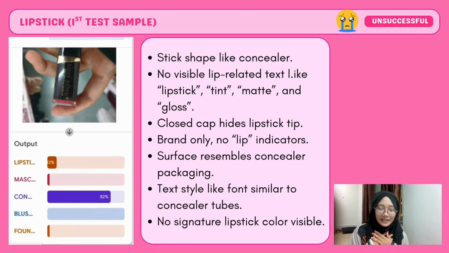Hi, I'm Wani and I'm the data analyst in our group. So for the first lipstick sample, the AI confused it with a concealer mainly because the stick shape and closed cap make it look more like a concealer tube and there were no visible lip-related words.